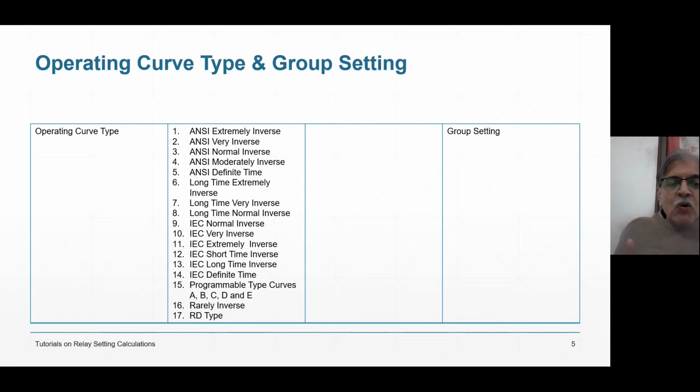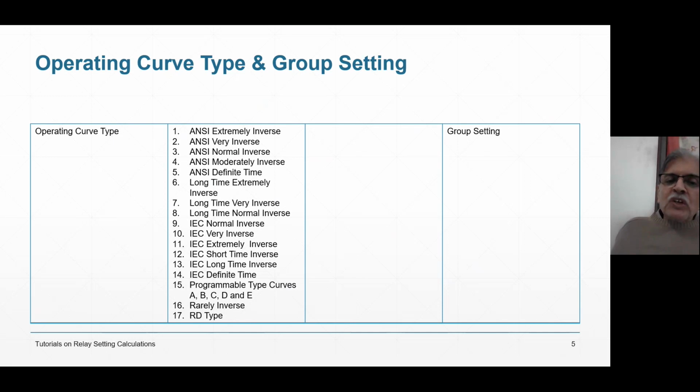So ANSI extremely inverse, one at a time, but a single relay can offer you 17 different characteristics. ANSI extremely inverse, ANSI very inverse, ANSI normal inverse, ANSI moderately inverse, ANSI definite time. So you see, from extremely inverse to moderately inverse, they are inverse curves. So there will be TMS. Time of operation is variable. Higher the current, less is the operation time, right? But the slope of the curve is different. Extremely inverse is the steepest curve. Very inverse is less steep. Normal inverse, you know, right?